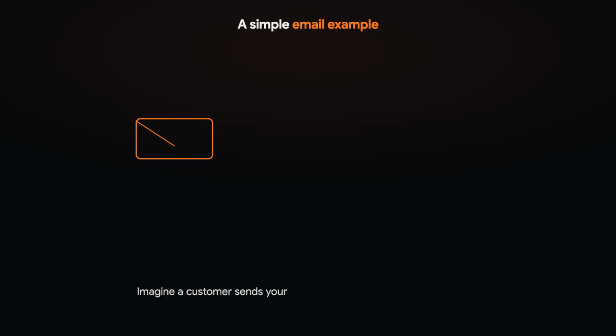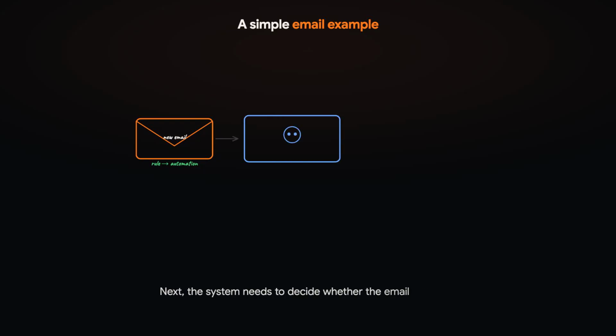Imagine a customer sends your business an email. The first step is easy. A new email arrives. That's a rule, so automation starts the workflow. Next, the system needs to decide whether the email is urgent. That's a judgment, so AI reads the message and classifies it. Once the decision is made, automation takes over again.